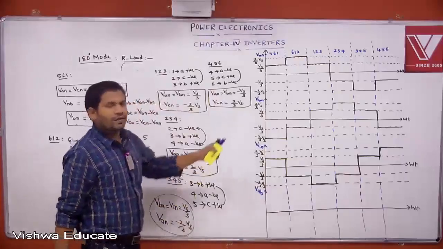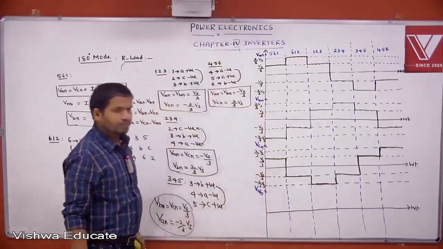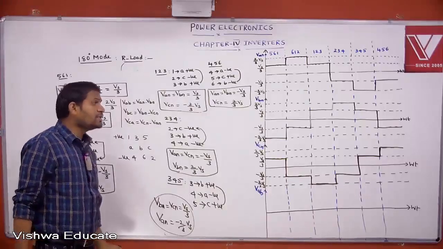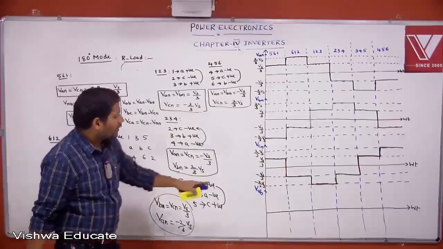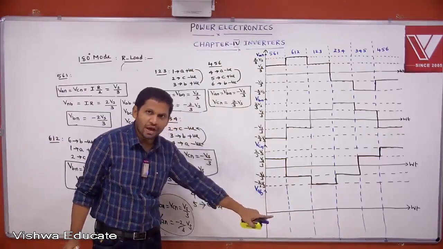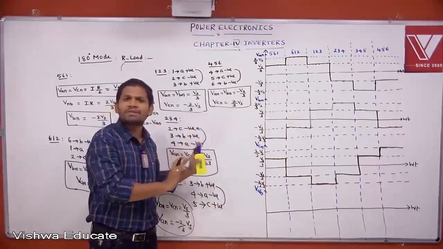Okay. These are the phase voltage waveforms: A phase, B phase and C phase voltage wave shape. Now, can you draw the line voltage waveform? Here I am drawing only one line voltage waveform. You can also draw VAB, VBC and VCA. For simplicity, I am drawing only one line voltage. For analysis purposes, this is enough.